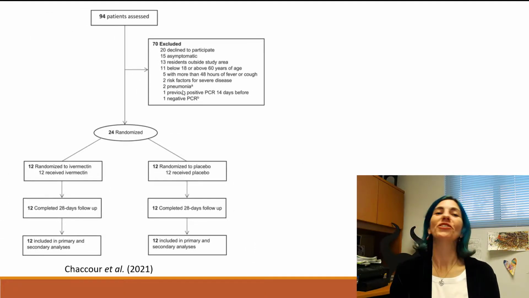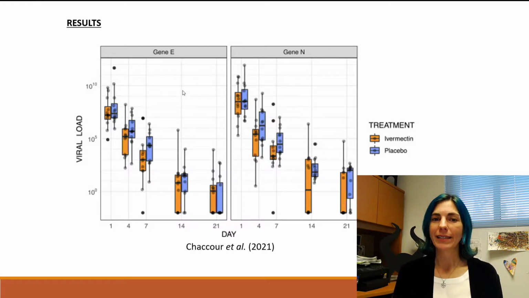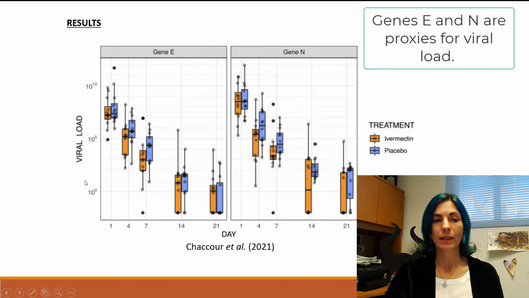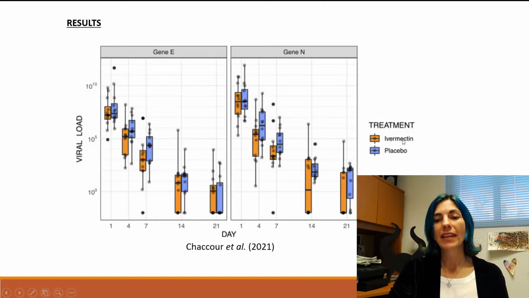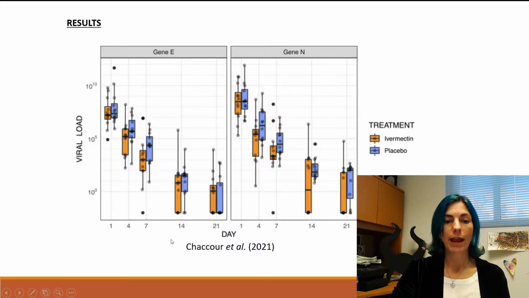So what were the actual results? I encourage you to pause this and actually look at this for a little while. This shows you gene E and gene N are just two genes that were amplified. And they used the amplification of these two genes from the virus to basically look at viral load. Now notice this is a logarithmic scale, so every time you go up one, you're going up a factor of 10. It's actually a pretty big increase. The orange group received the true ivermectin. The blue group received the placebo. From day 1 to day 21, and you can see the averages.